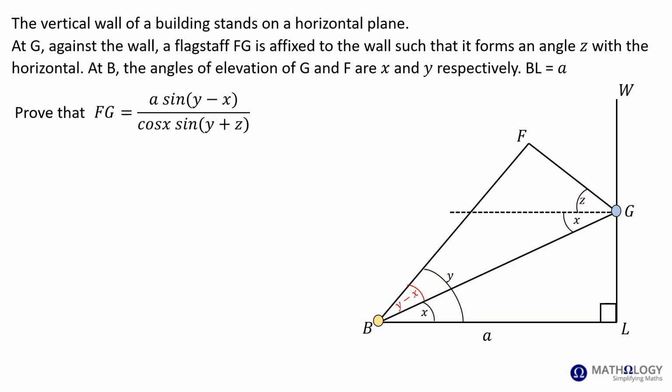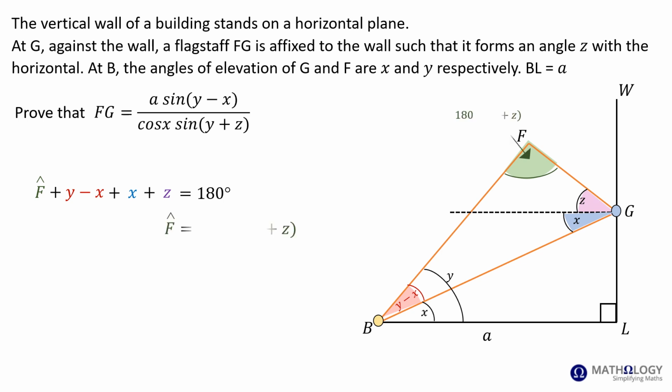In triangle FBG, angle F plus Y minus X plus Z, equals 180 degrees, since the interior angles of a triangle are supplementary. Angle F therefore equals 180 minus Y plus Z. We will leave it in this form, since we are specifically looking for the angle Y plus Z. Now that we have found the two required angles, we can begin the problem.